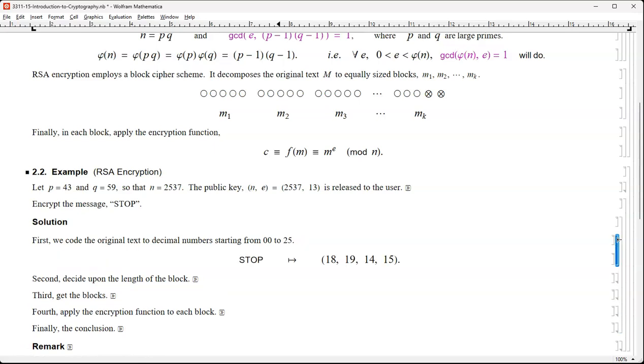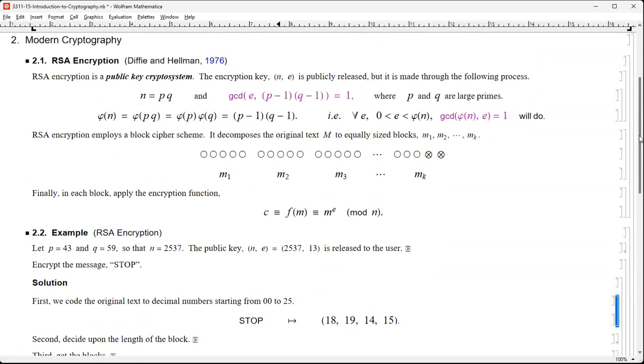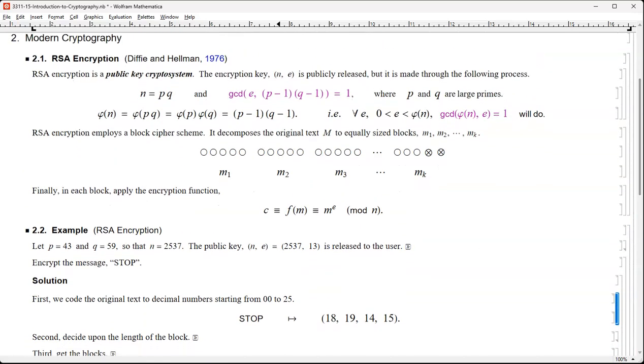First, let's write STOP in terms of a digit string. A is 00, B is 01, all the way up to Z, 25. According to that, STOP can be written as follows: 18, 19, 14, and 15. All right? Okay, next, decide upon the length of the block.